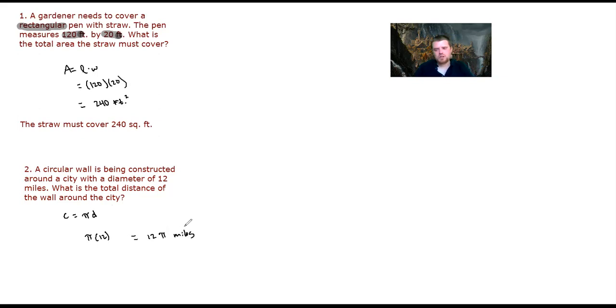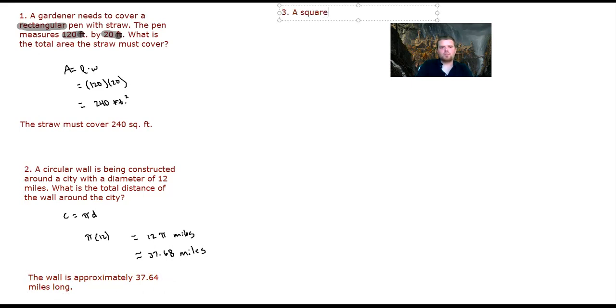But let's say we wanted to use 3.14 just to play devil's advocate here. We could do 12 times 3.14, which would give us 37.68 approximately. Again, using 3.14 as our approximation for pi. And then as a complete sentence, I would type out: the wall is approximately 37.68 miles. Something like that. Okay.